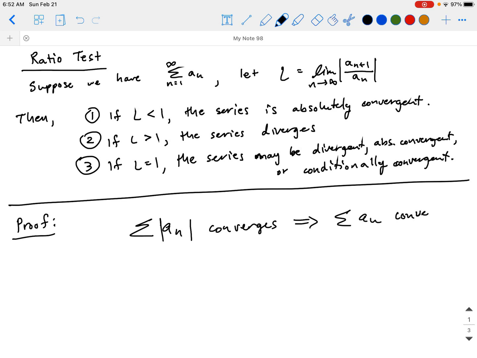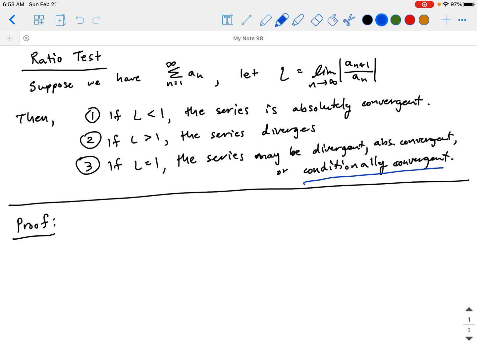So if we have an absolutely convergent series, if the absolute value of the series is convergent, then the series itself is convergent. And then if L is bigger than 1, then our series is going to diverge. And if L is equal to 1, we could be divergent, we could be absolutely convergent, or we could be conditionally convergent. And conditionally convergent is typically going to refer to some sort of alternating series example.